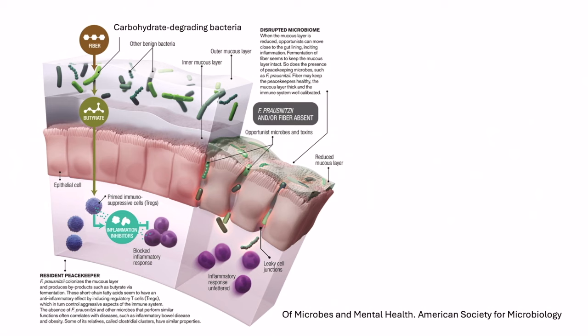They can also release toxins which break down these tight junction proteins, and so all of a sudden you lose that ability to block out things. And this is what we often refer to as leaky.